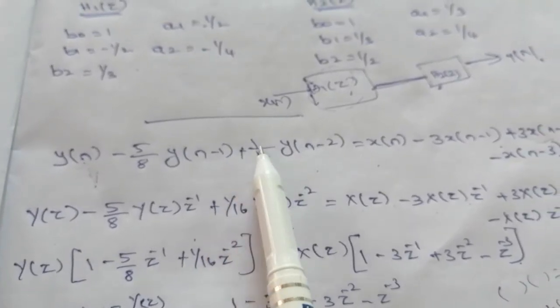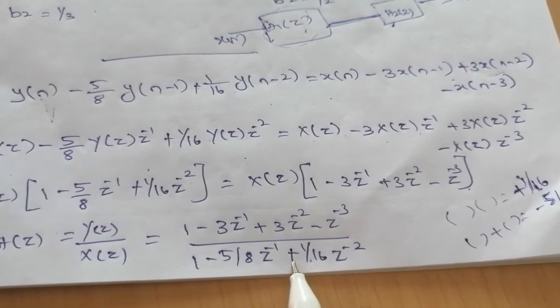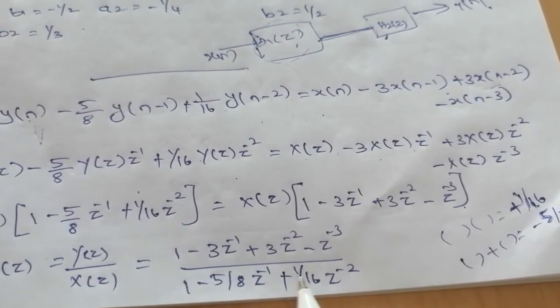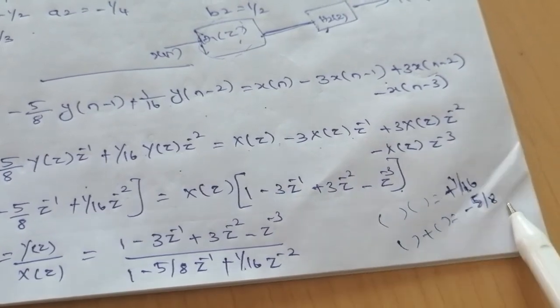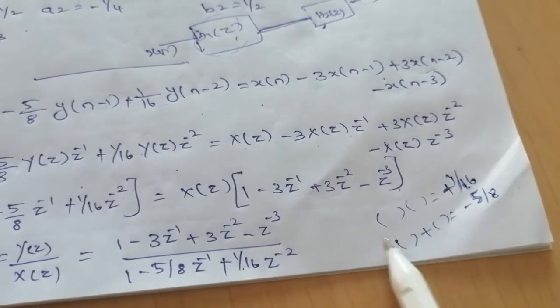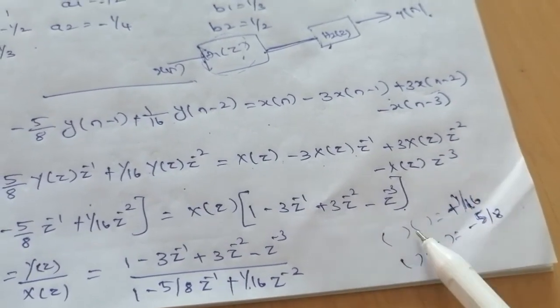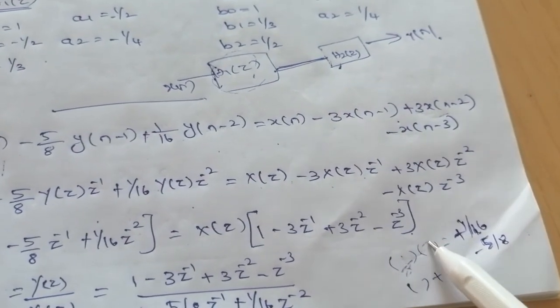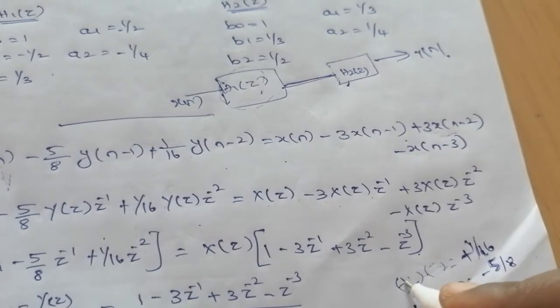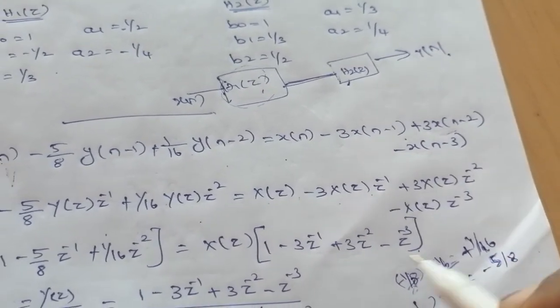So here plus 1 by 16. So in this equation plus 1 by 16. Now multiply the two terms, we get 1 by 16, and add the two terms, we get minus 5 by 18. So from that method you have to find the two roots. We get 1 by 8 and 1 by 2, minus 1 by 8 and minus 1 by 2. So these are the two roots.